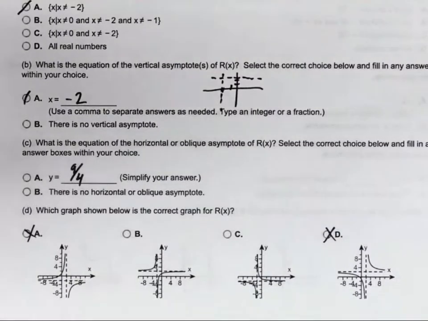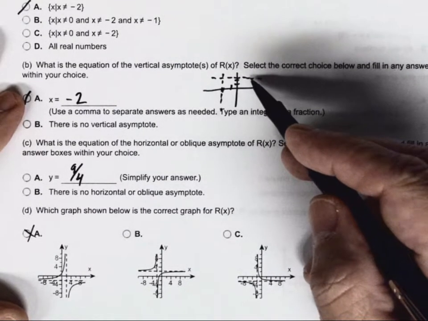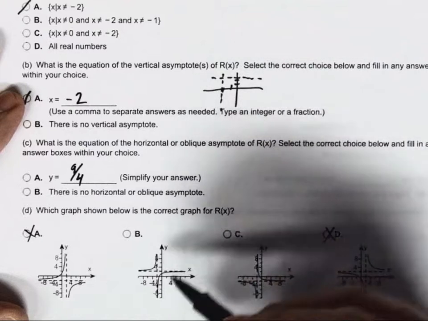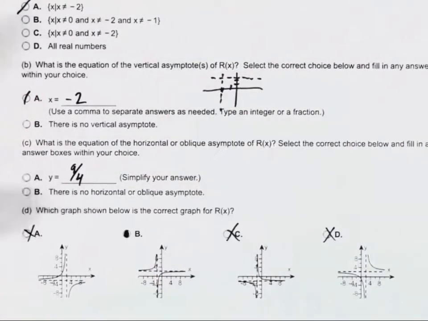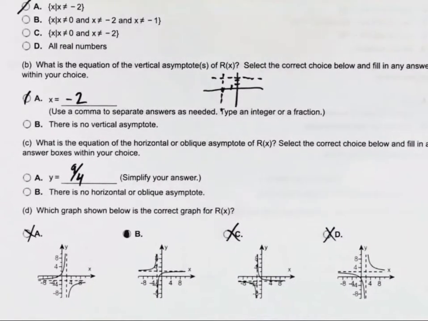Now I just have to figure out, and actually, we'll look at my horizontal asymptote. I know it's up here at 2. This one is down here. Just by process of elimination, I've determined that should be the graph.